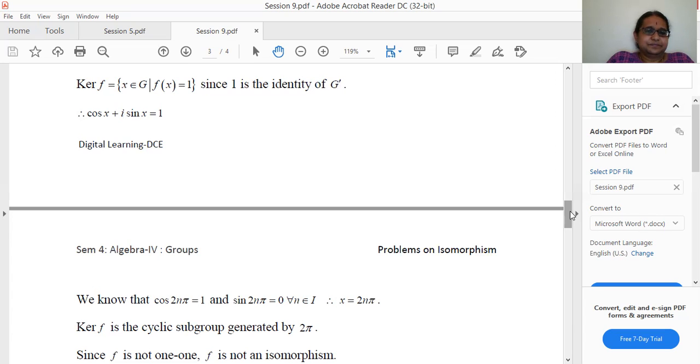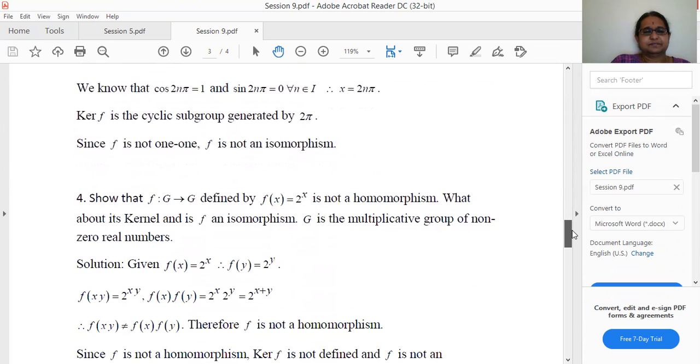So now, since x is not equal to y, this condition will not be satisfied. So f is not 1 to 1, hence f is not an isomorphism. In this problem, what we have done is we have used the definition of homomorphism and the definition of kernel of homomorphism, and we have found that f is not 1 to 1, so it is not an isomorphism.